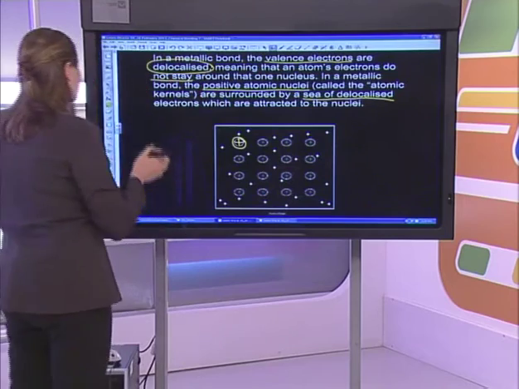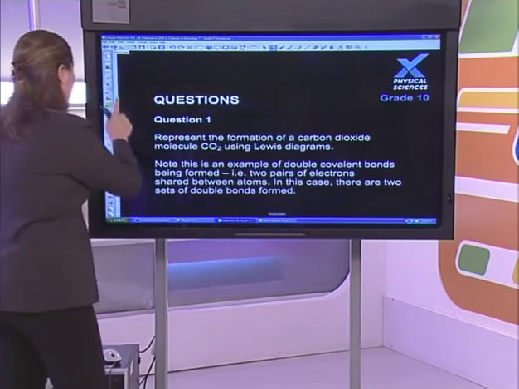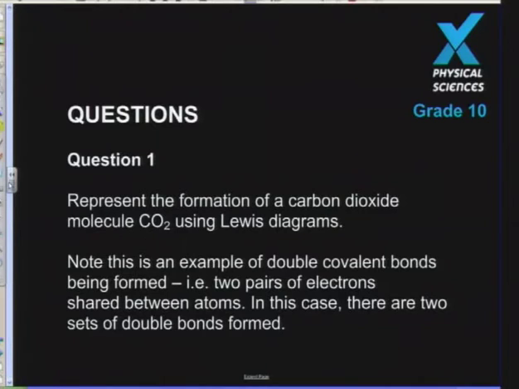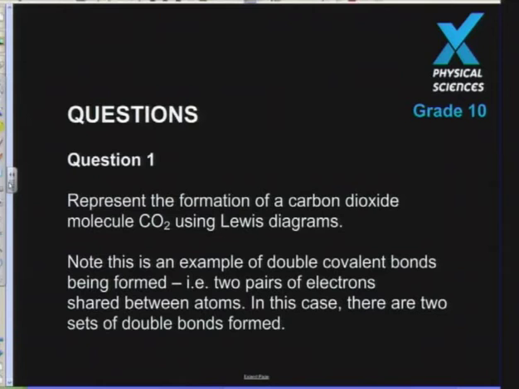Let's have a look at some questions next, because I'm sure you're dying to answer some questions. As we go, let's go. Question 1. Represent the formation of carbon dioxide. Now, carbon dioxide is made of what? Carbon atoms and oxygen atoms. The molecule CO2, using Lewis diagrams.